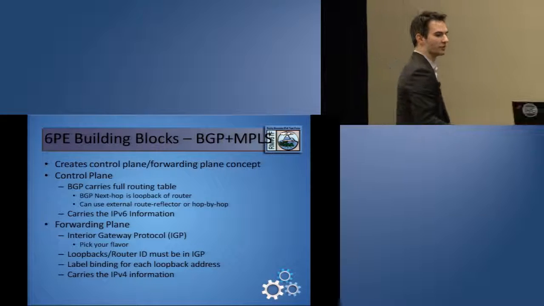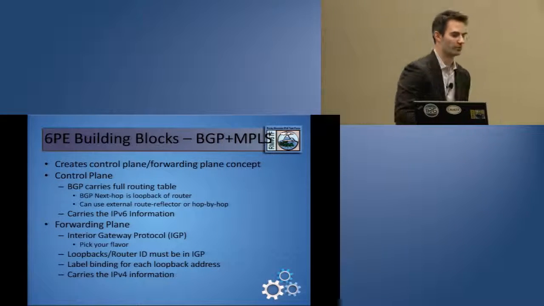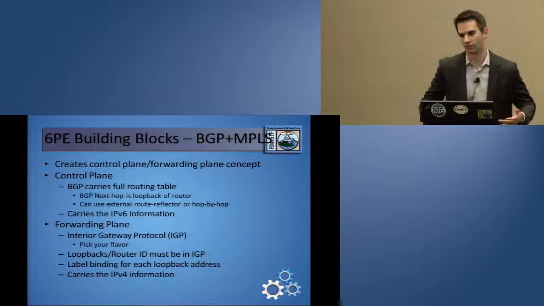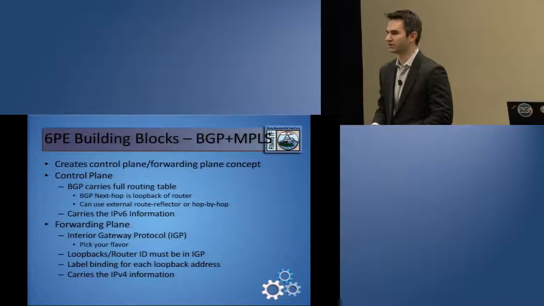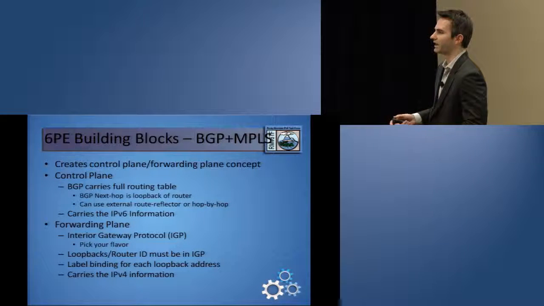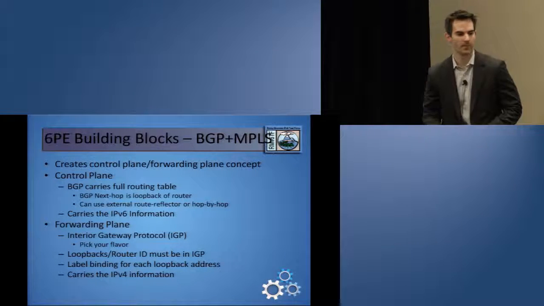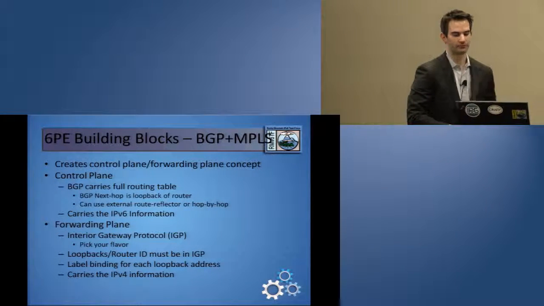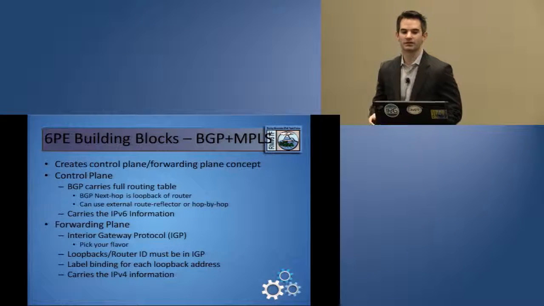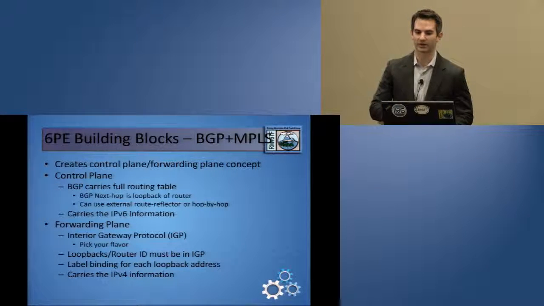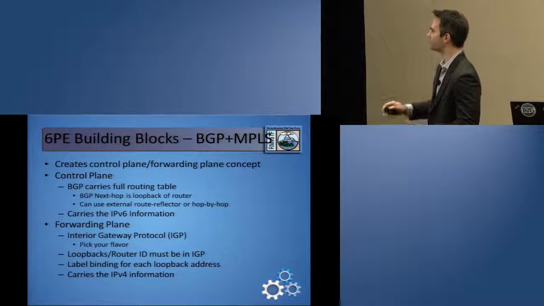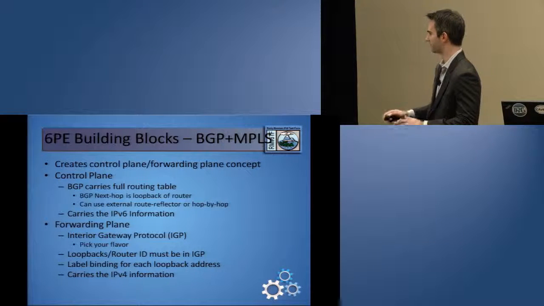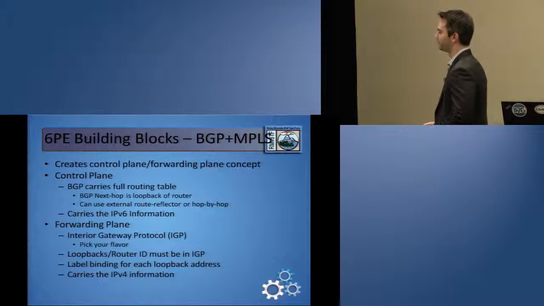So for the forwarding plane, you'll have an interior gateway protocol. And this can be whatever you want: EIGRP, very common in service provider networks, maybe ISIS or OSPF. It really doesn't matter. And this IGP is carrying your loopback information. So the loopbacks, which may be your router ID as well. It doesn't have to be, but these must be in your IGP in order for this concept to take hold.